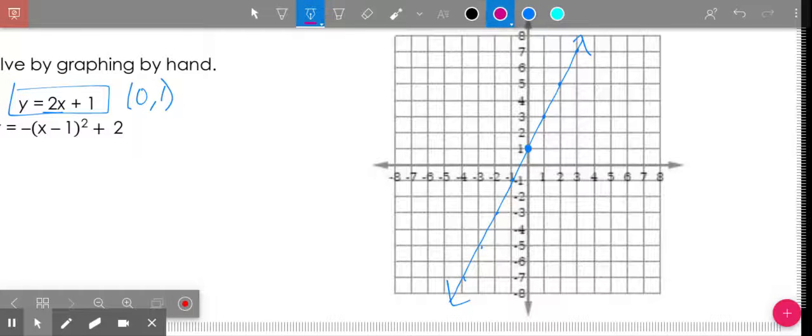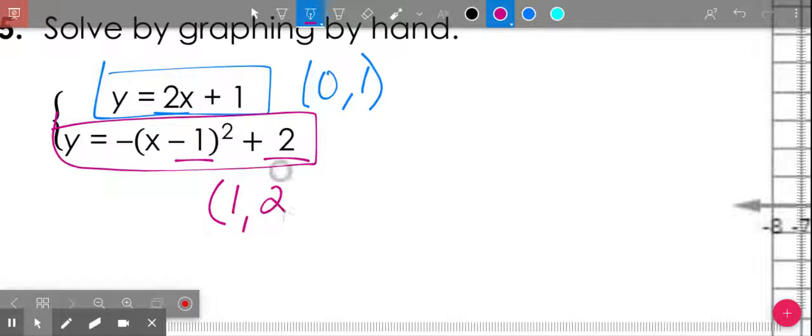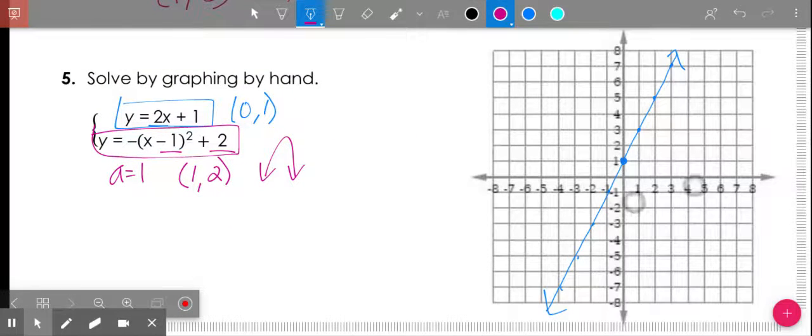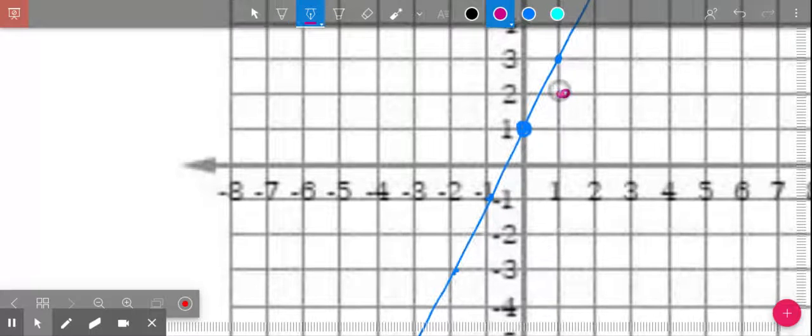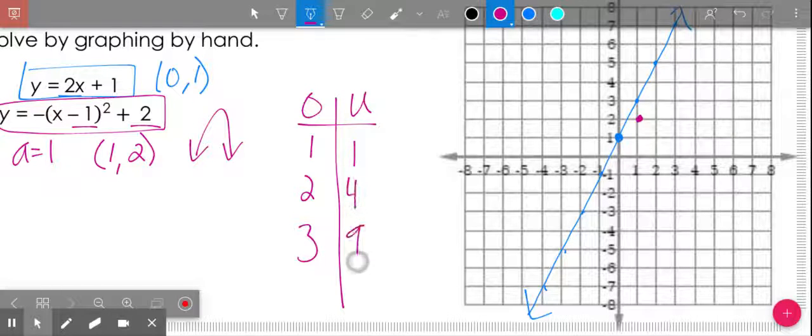All right, so next we're going to do our quadratic. Our vertex is, remember, h lies and k tells the truth, so (+1, 2). Our a value is a -1, so that means our graph goes down. He's a frowny face graph. So (1, 2). And then we're going to make our wonderful over and up table that we all know and love. 1, 2, 3, and 1, 4, 9.